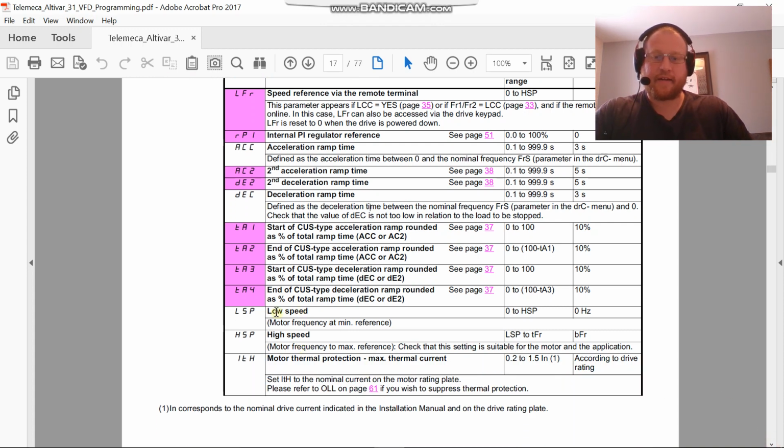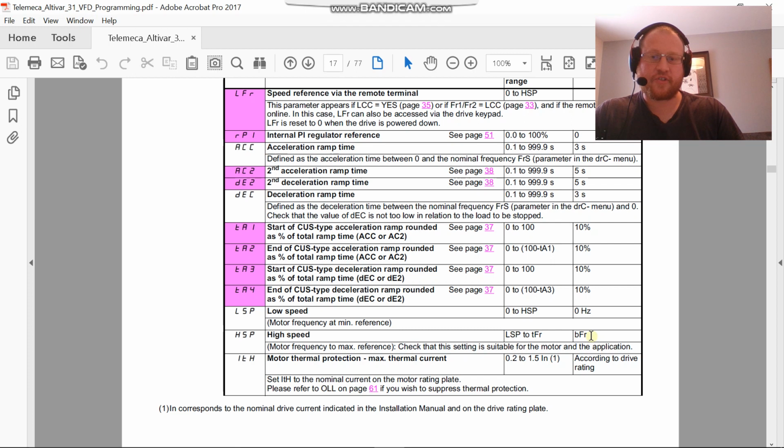Next we have low speed and high speed. So this is what you want the low speed and the high speed to be in hertz going out to the motor. So typically it would be 0 to 60 hertz here in North America if we wanted to run a motor up to its rated speed.